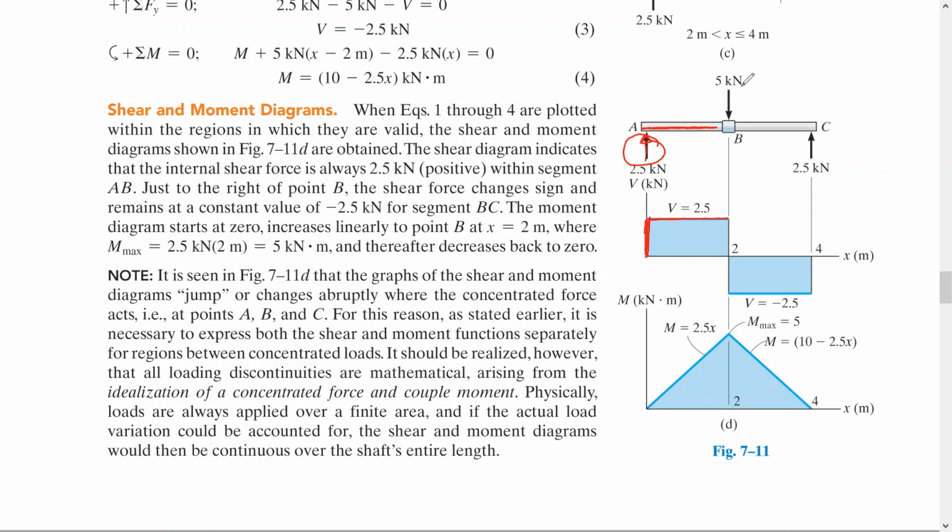Okay. At this point طبعا هاي القيمة اللي هي 2.5 شو. Okay. اللي هي هاي القيمة. Okay. At this point 2.5 minus 5. هون 2.5 أنت you go down راح تنزل لتحت 5. Okay. 5 كيلو نيوتن. هون 2.5 minus 5 راح تطلع عندك minus 2.5.